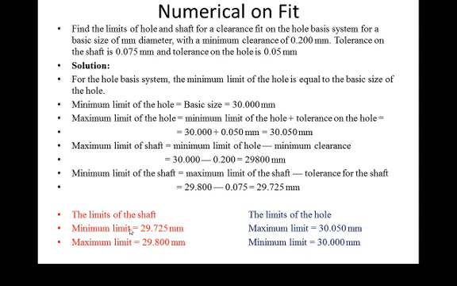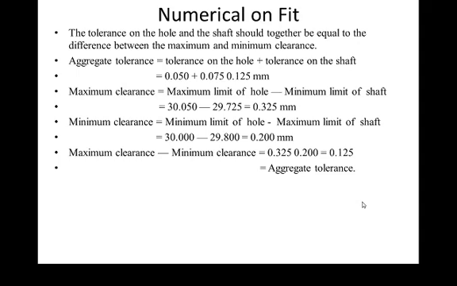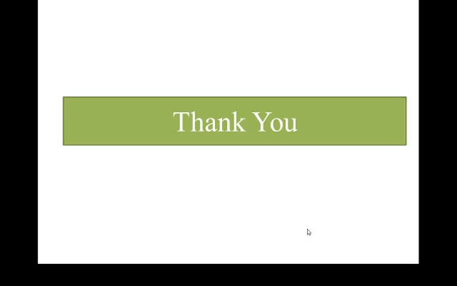From this we will get the different limits of the shaft: the minimum is 29.725 and the maximum is 29.8. For the hole, the maximum limit is 30.05 and the minimum limit is 30. Now the minimum limit of hole is 30 and the maximum limit of shaft is 29.8. A gap is available, therefore definitely it is a clearance fit. For that we can evaluate the maximum allowance as well as the minimum allowance. Both the allowances are positive, therefore it is a clearance fit.